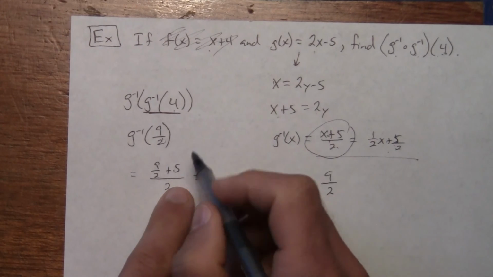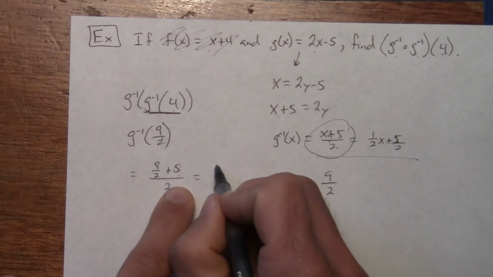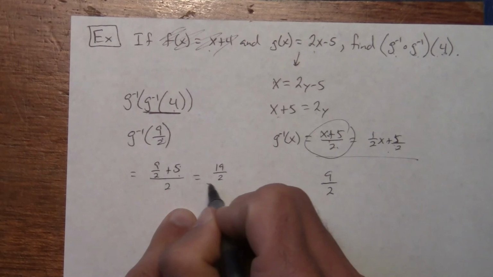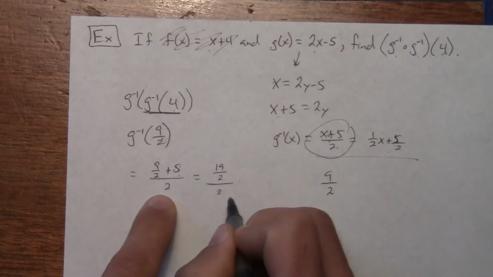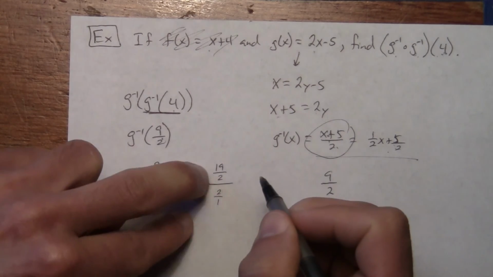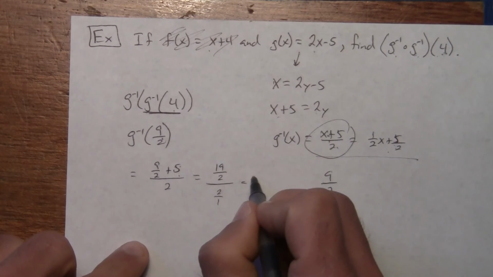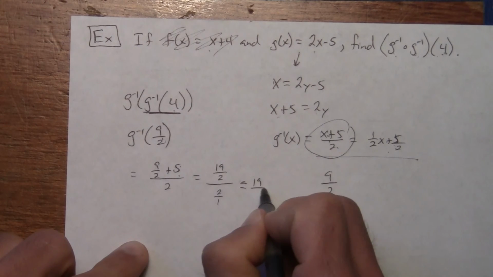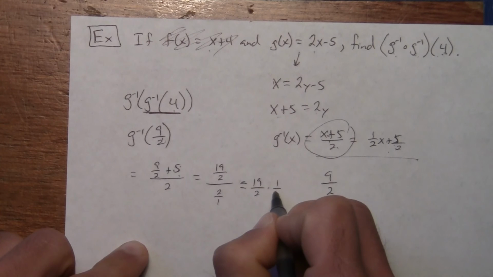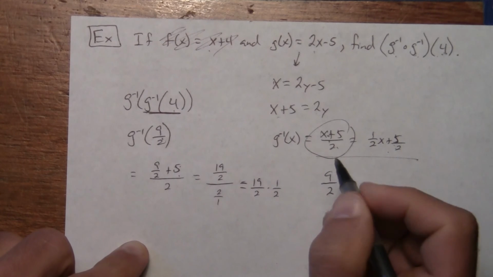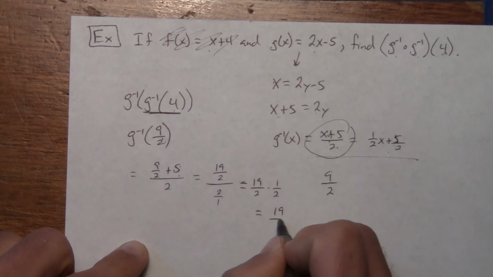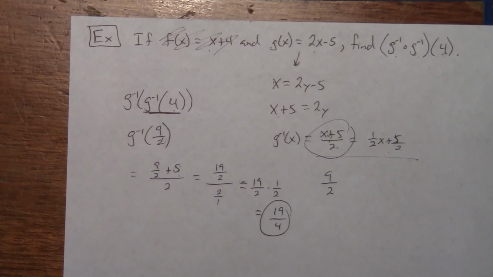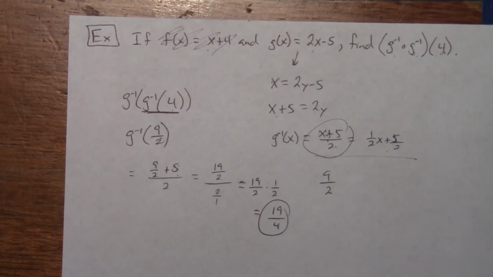Going to want to get yourself a common denominator, so 10 over 2, which is going to give me 19 over 2 over 2. Remember that that's really 2 over 1, so when you multiply by the reciprocal, you're looking at 19/2 times 1/2. And that's going to eventually give you 19/4. And that would be your final answer. And again, I prefer that you leave them as improper fractions. Do simplify if you can, but for that particular one, we can't.